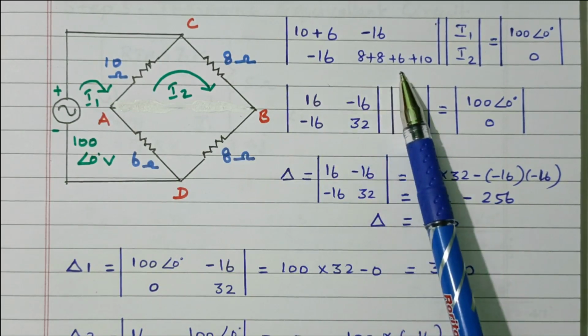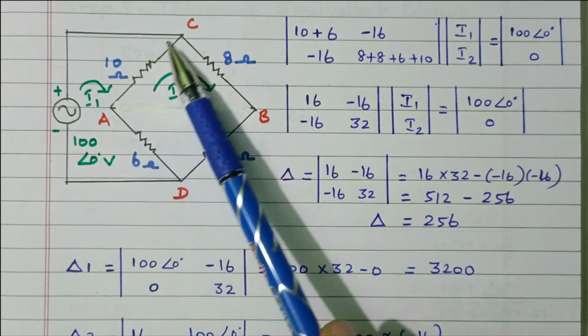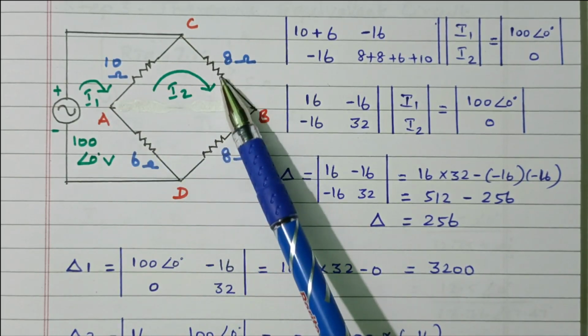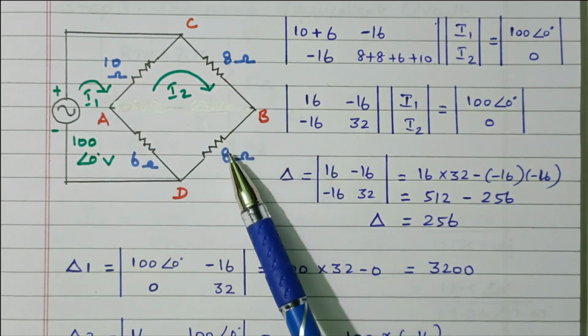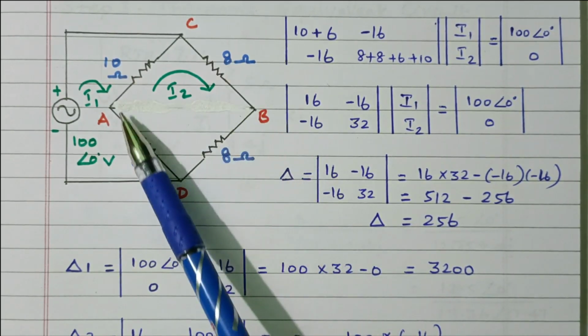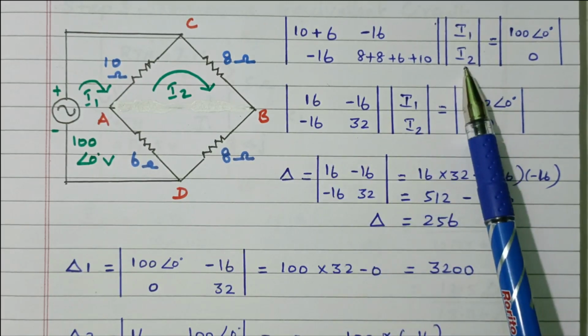Then R22. R22 is nothing but the resistance available in the second loop. This is the second loop. So 8 plus 8 plus 6 plus 10. So 16, then 22 plus 10, 32. Then the currents are I1, I2.